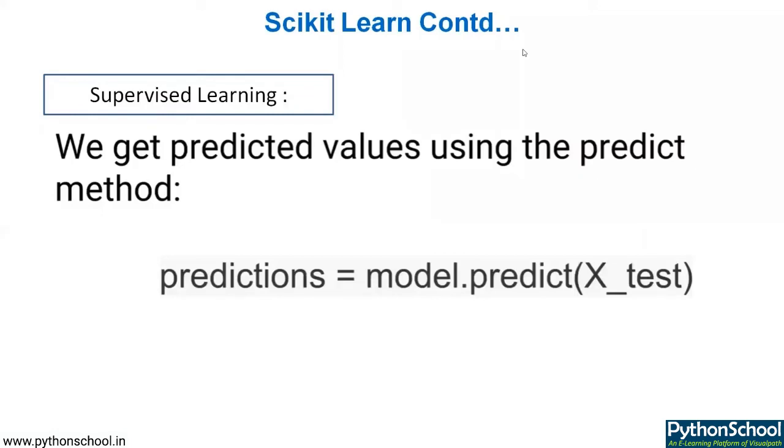So in supervised learning, we get predicted values using the predict method. So we say predictions is equal to, predictions is a new variable, model.predict, and we pass the x_test set, which is the test data features. Now we don't know the outcome of this because we are trying to predict it. Remember that this is a supervised learning process. For unsupervised learning, the process is going to be slightly different because you're not going to have those labels.